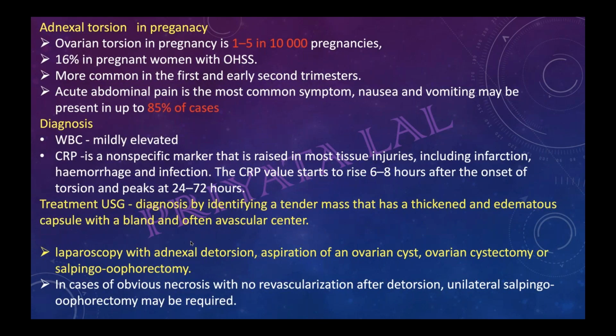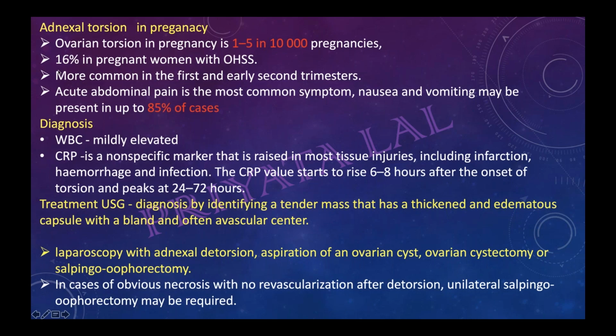This is again what we read before, the adnexal torsion in the adolescent. Now it is adnexal torsion in pregnancy. Okay, so it is important. So what is the incidence? 1 to 5 in 10,000 pregnancies. Maybe you can get a question from this line.